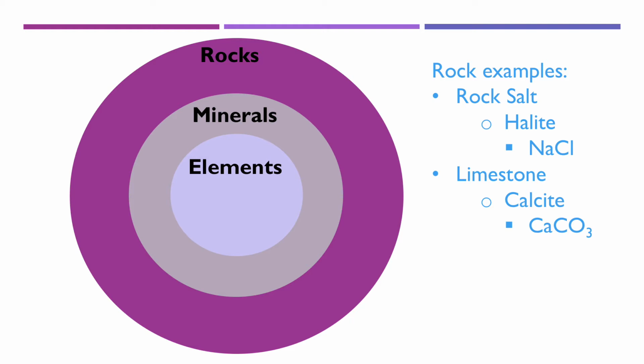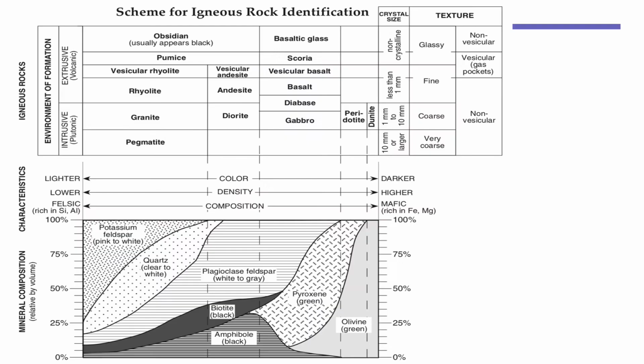Some examples of that could be the rock salt, which contains the mineral halite, which contains the elements of sodium and chlorine. Another example could be the rock limestone that contains the mineral calcite, which contains the elements of calcium, carbon, and oxygen. Now, a brief review for igneous rocks.